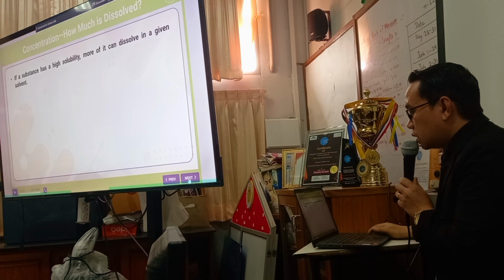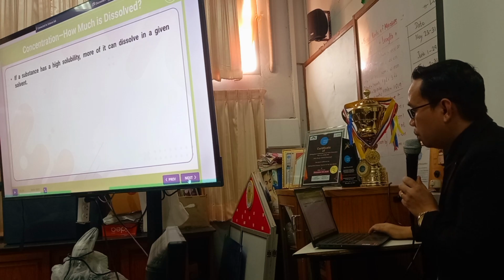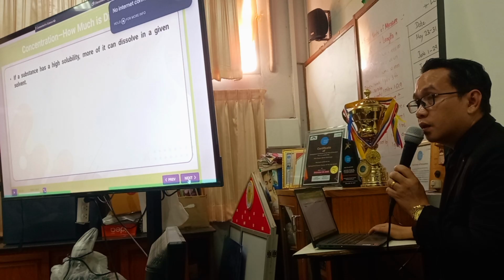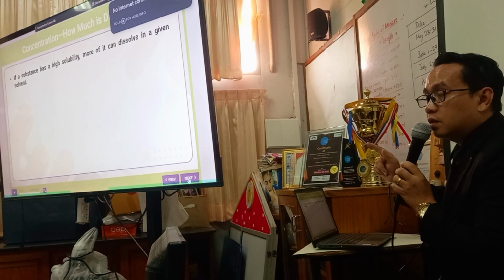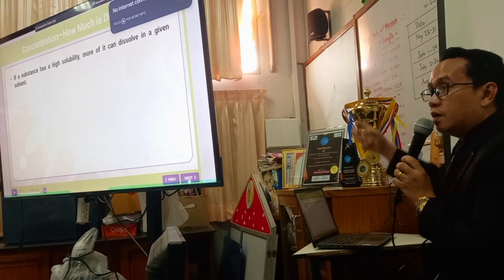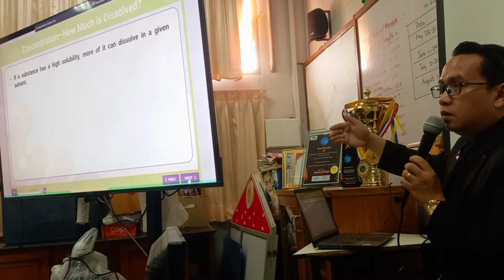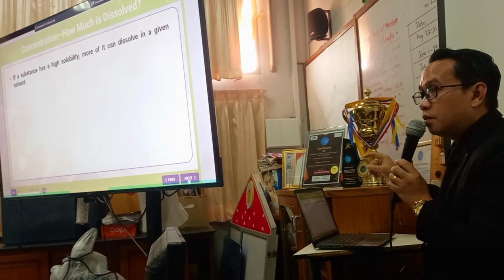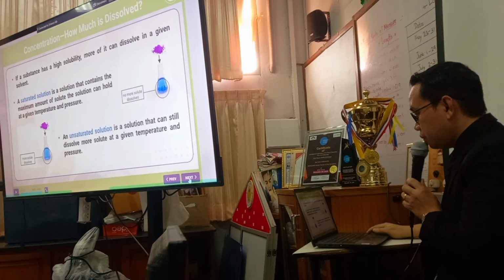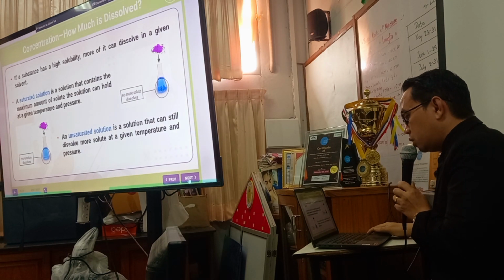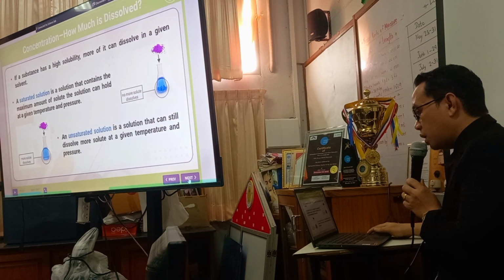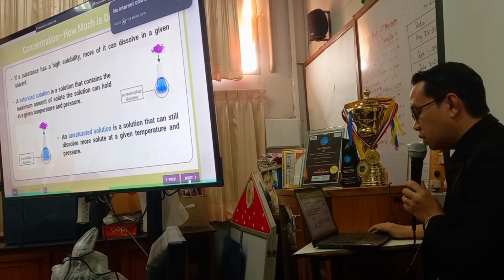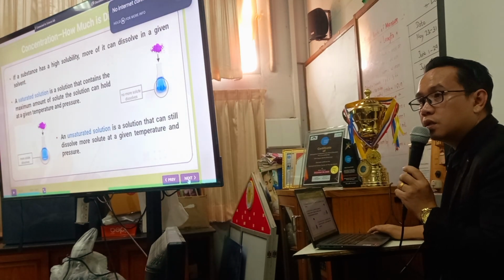If a substance has high solubility, more of it can dissolve in a given solvent. Please remember, our main target in this topic discussion is to understand the difference between concentration and solubility, right? So a saturated solution is a solution that contains the maximum amount of solute the solution can hold at a given temperature and, of course, pressure.